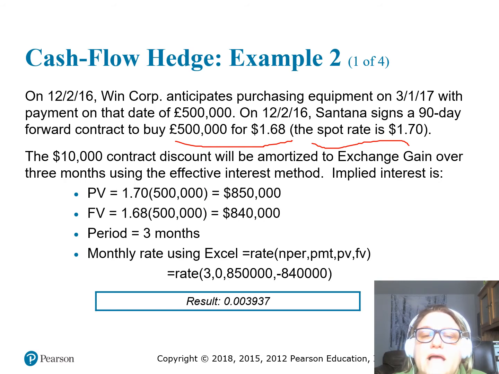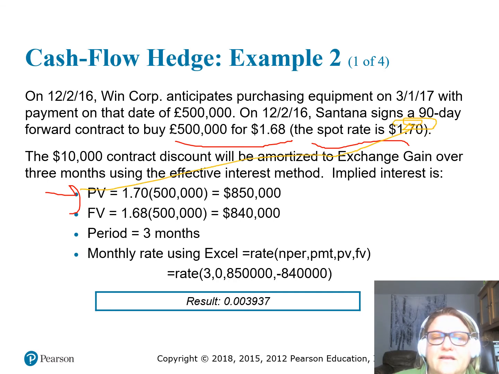So the implied interest is going to be as follows. The present value is what we're doing right now, which is the spot rate. So present value to spot rate right over here. Here's our PV rate right here. So that's where we're going to get our 850. The future value is going to be our 90-day forward. So in 90 days, it's going to be $1.68. So we multiply it times the 500,000, and this is where we get our future value right here.